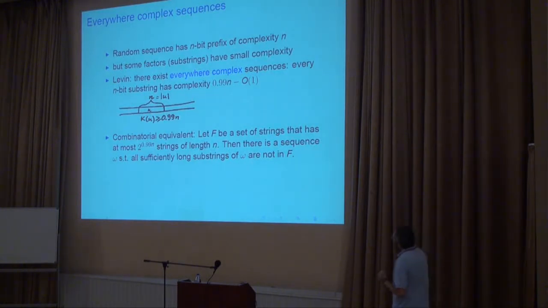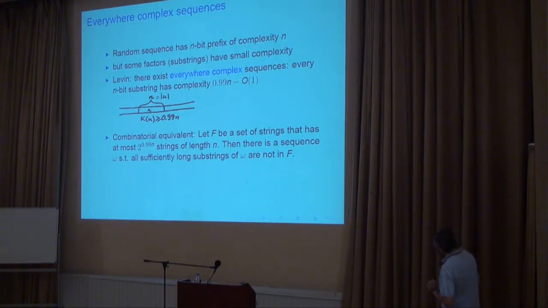And what is also interesting is that it has a direct combinatorial translation. Imagine we have some set of strings, forbidden strings, F. If we look at strings of length n, not all strings are forbidden, and at most that many strings are forbidden. So here is just a number of strings, and here is the complexity bound, and they correspond to each other. Then there is a sequence such that all sufficiently long substrings of this sequence are not forbidden. You can prove that they are equivalent, even if you don't know whether this or this is true. These two statements, one combinatorial and one about complexity, are exactly equivalent.